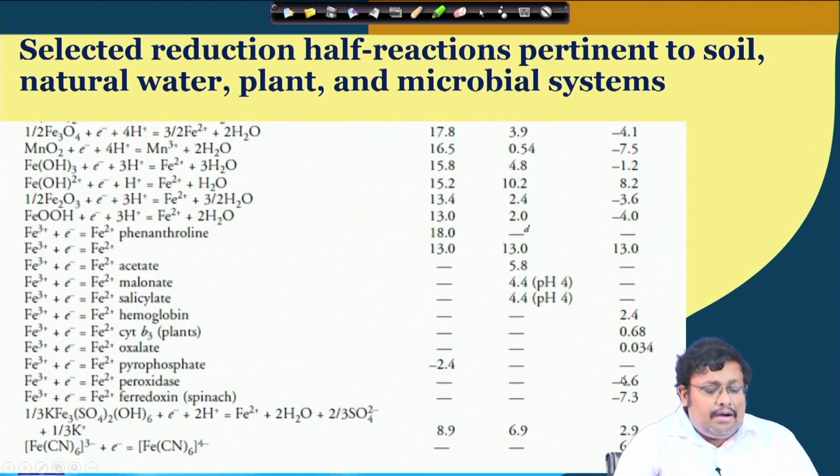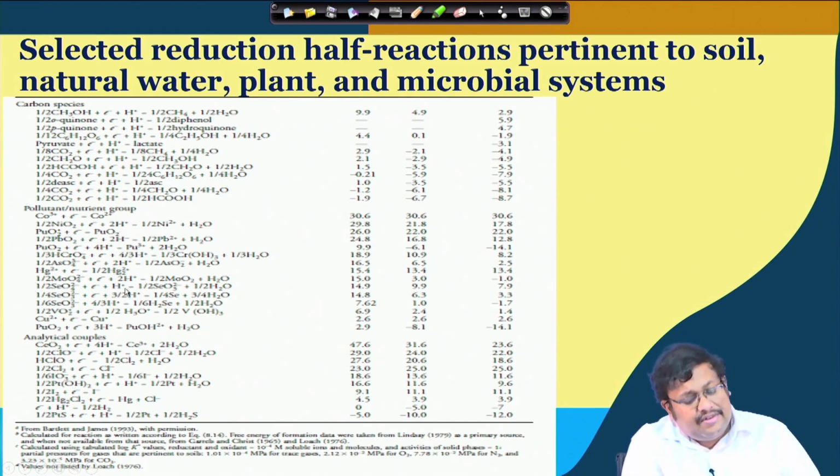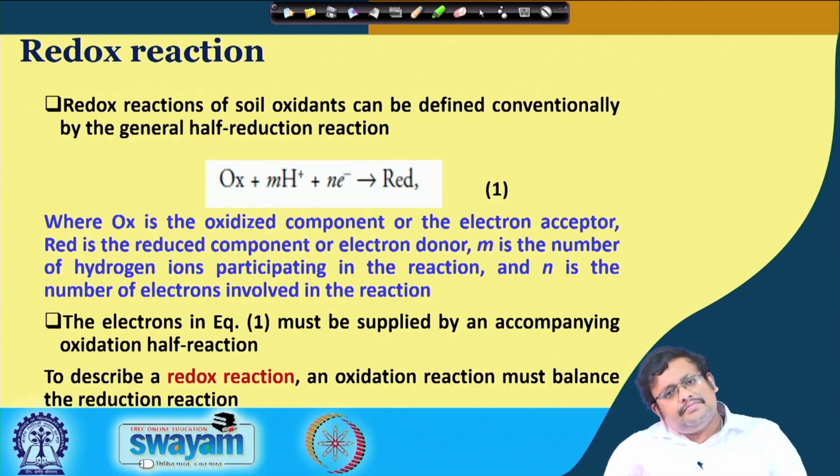And also different species: Fe3 to Fe2 phenanthroline, Fe3 to Fe2 plus, Fe3 to acetate, Fe3 to Fe2 malonate. So, you can see different species of iron can be formed by reducing the oxidized form of iron, that is Fe3 plus. Similarly for carbon, from pollutants or other nutrient groups, and analytical couples also, you can see the conversion of their oxidized form to reduced forms.